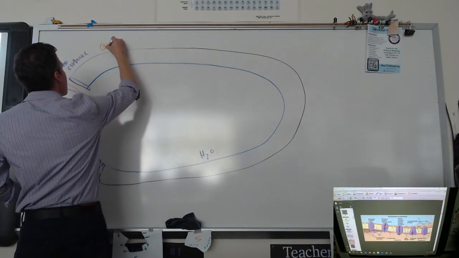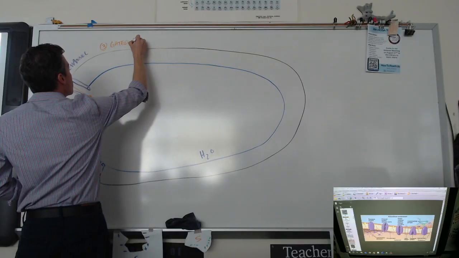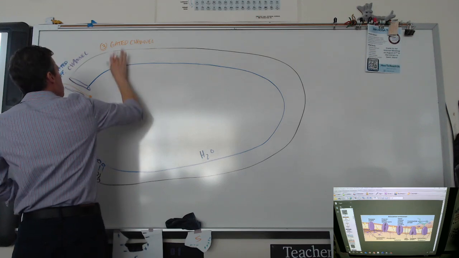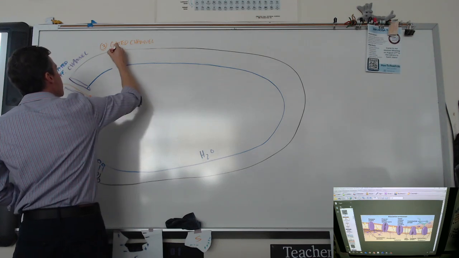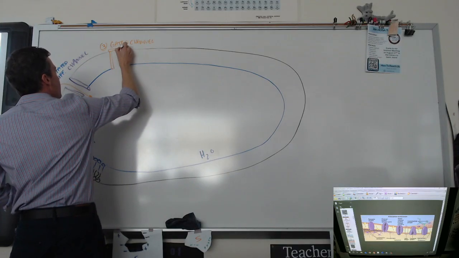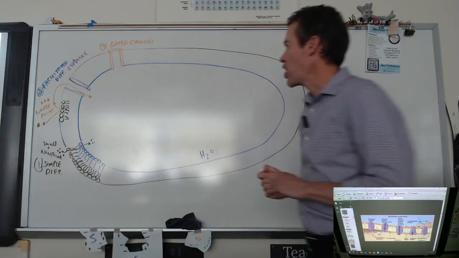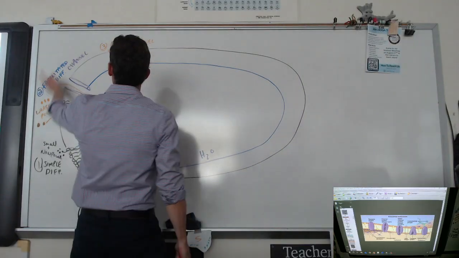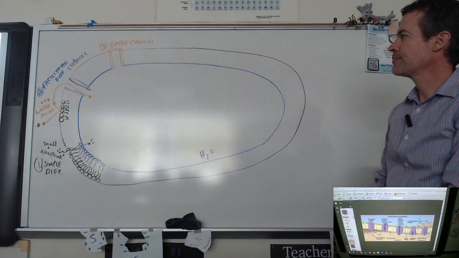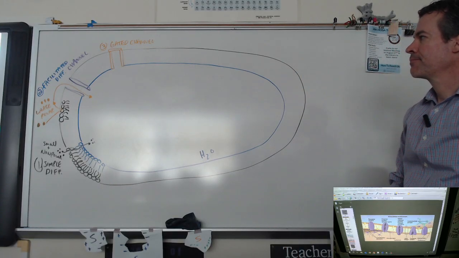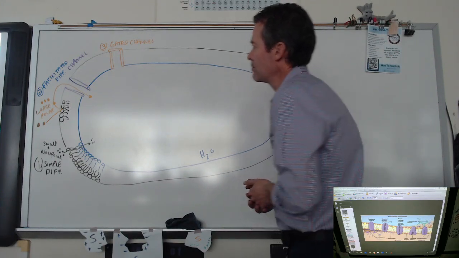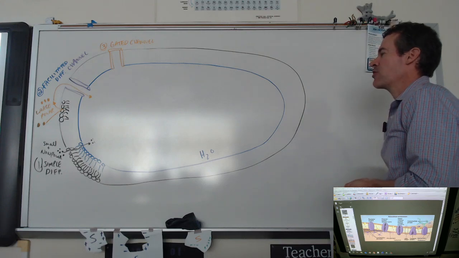I can have a gated channel. And it works exactly like you would think, a gate. I've got a channel, but I've got a gate that I can open and close. So whenever I open it, these large polar things can go through, and whenever I close it, even if they want to move from high to low, they can't. A gated channel. So I can open and close that.